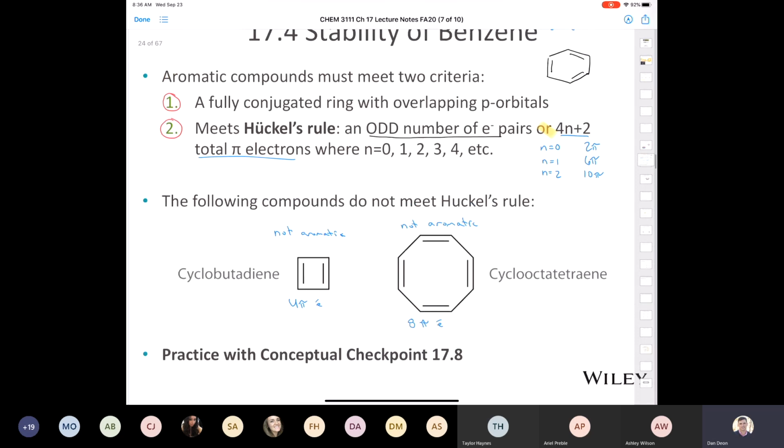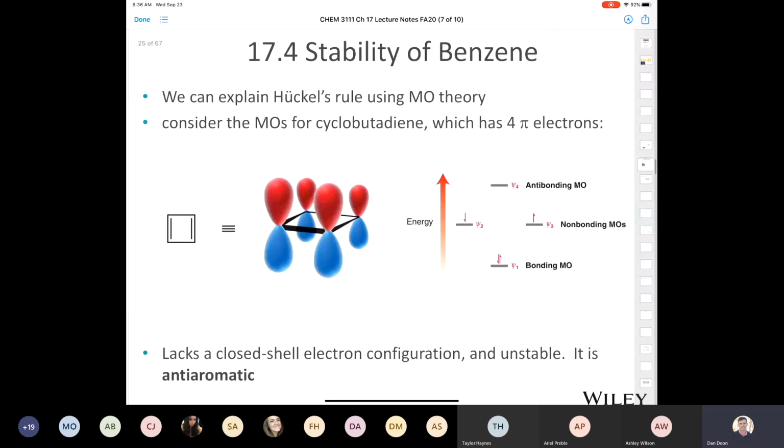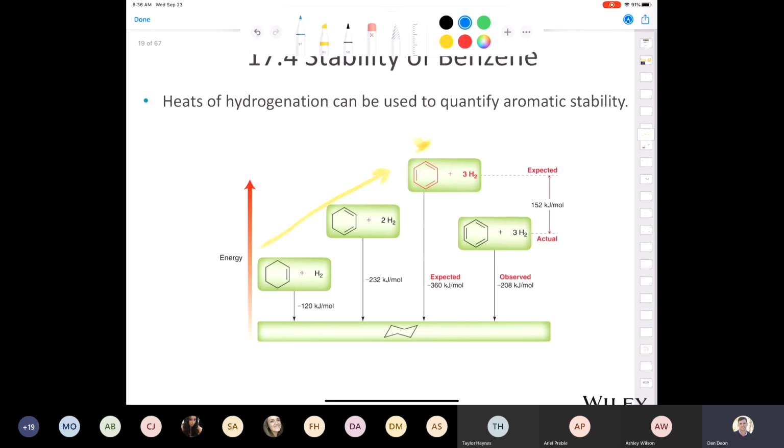All right, well, here's what I was promising, is that we're going to examine these two compounds a little more closely. And we can use Huckel's rule using MO theory. If we look at the molecular orbitals for cyclobutadiene, and here are the molecular orbitals drawn over here, it's got a total of 4 pi electrons. Now remember that the molecular orbitals that are right in the middle are called non-bonding.